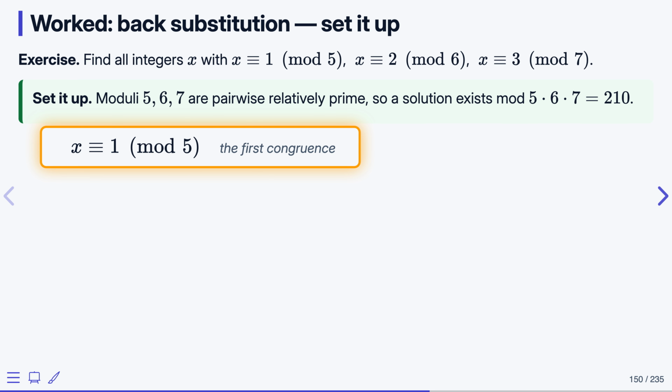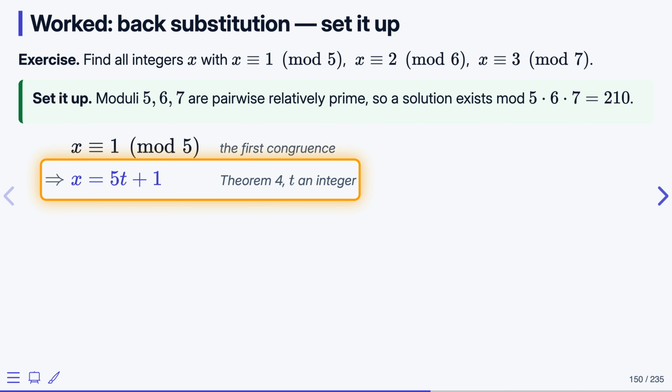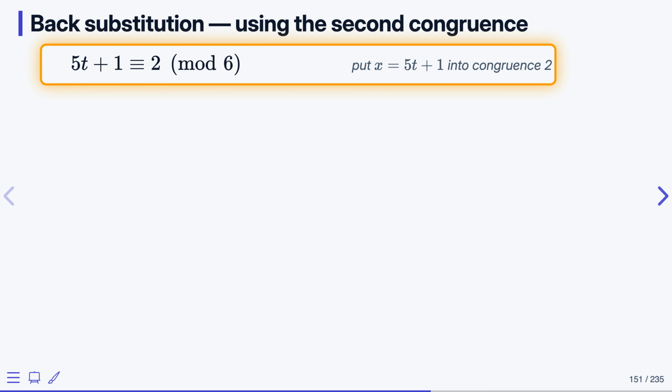Now take the first congruence. x is congruent to 1 mod 5. By Theorem 4, we may write it as an equation. x equals 5t plus 1, where t is some whole number. Now use the second congruence. Line 0. Put x equals 5t plus 1 into x congruent to 2 mod 6. That gives 5t plus 1 congruent to 2 mod 6.